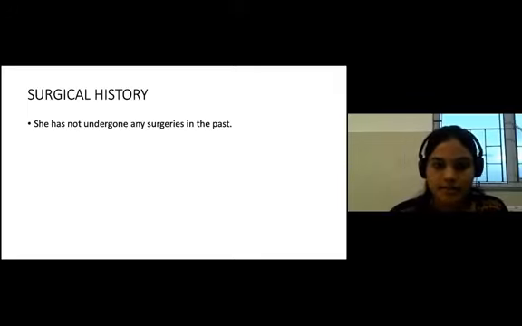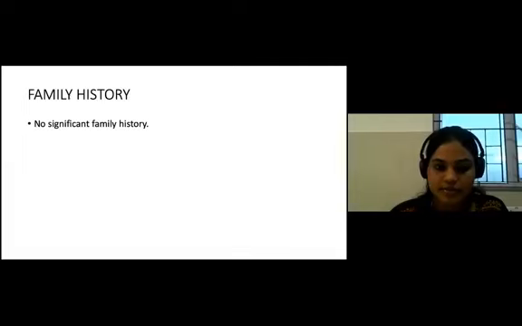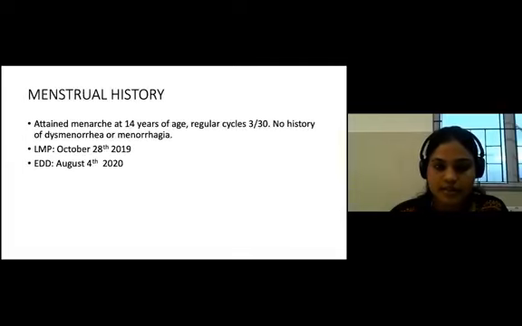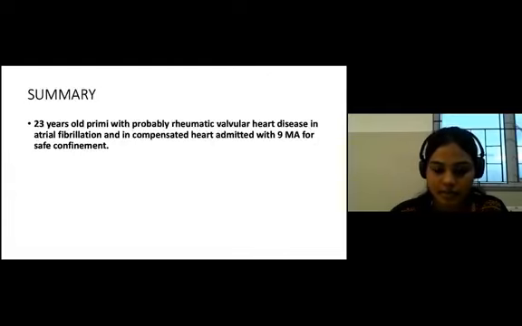Surgical history, she has not undergone any surgeries in the past. Personal history, patient takes mixed diet, normal bowel and bladder habits, reduced sleep and appetite since 2 months duration, no history of substance abuse. Family history, no significant family history. Her menstrual history, she attained menarche at 14 years of age, regular cycles 3 by 30 days, no history of dysmenorrhea or menorrhagia.